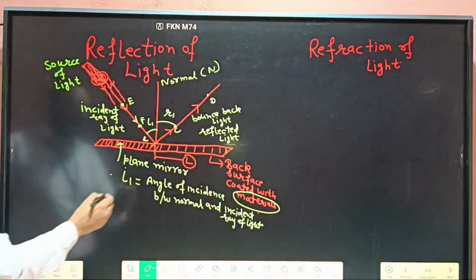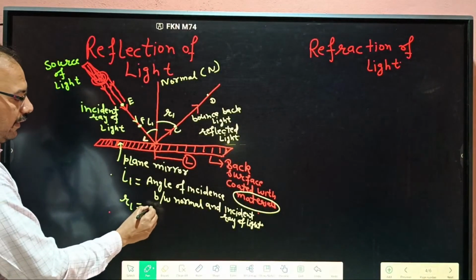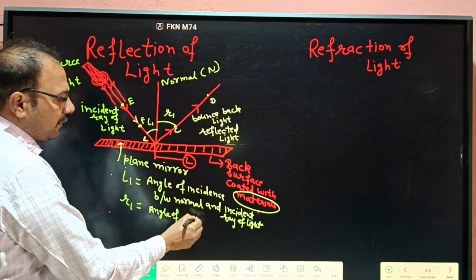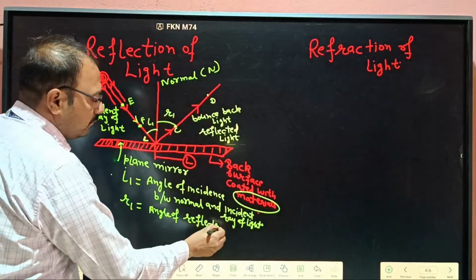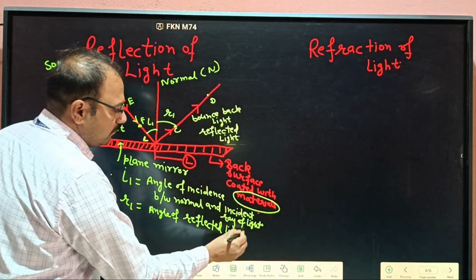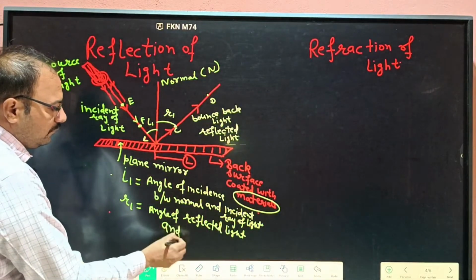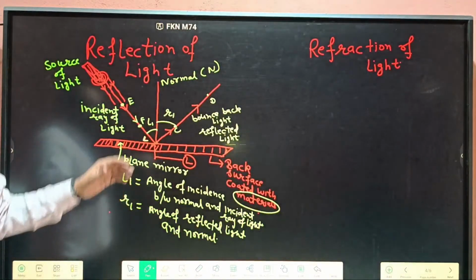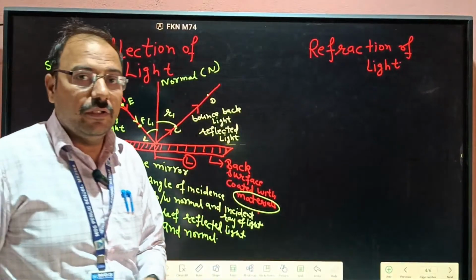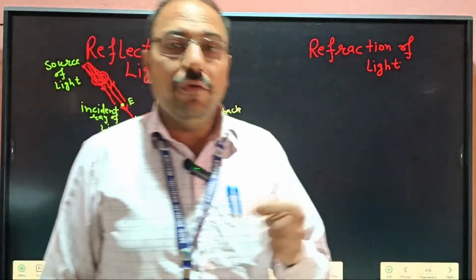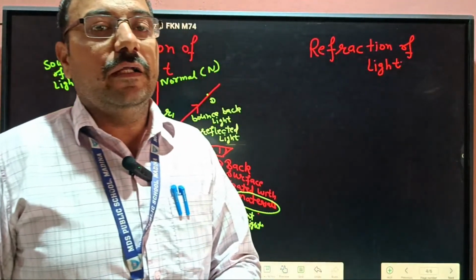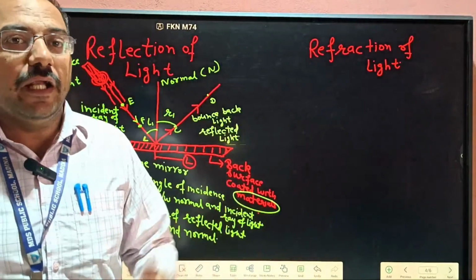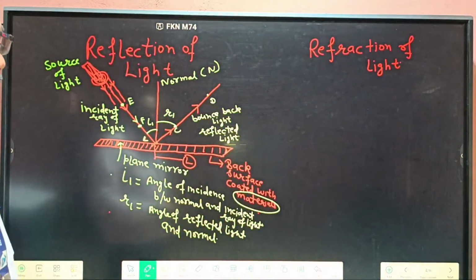Okay, and second, what is R1? This is the angle between the reflected light and the normal. Okay, so we can define this phenomena in one line definition. Reflection of a light is the phenomena of return of the light in the same medium. So when the light strikes a plane mirror, it bounces back. That phenomena is known as the reflection of a light.